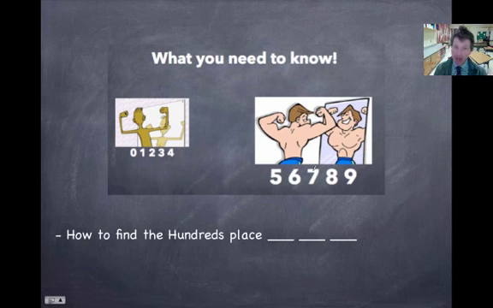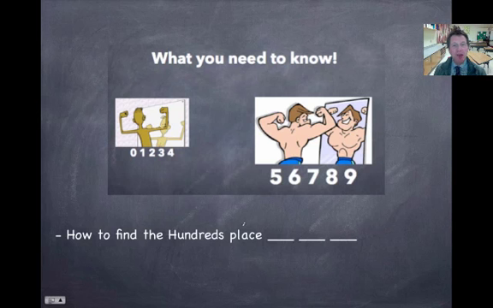Then, the flip side of that, we have 5, 6, 7, 8, and 9. Those numbers do have power. And you can see this beefy dude. He can move a lot of stuff. So the numbers 5, 6, 7, 8, and 9 will be able to move some numbers. If you don't know what that means yet, don't worry, I'm going to show you.